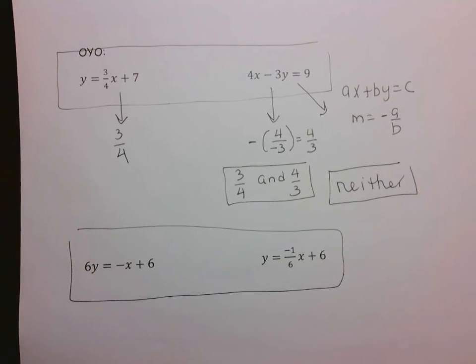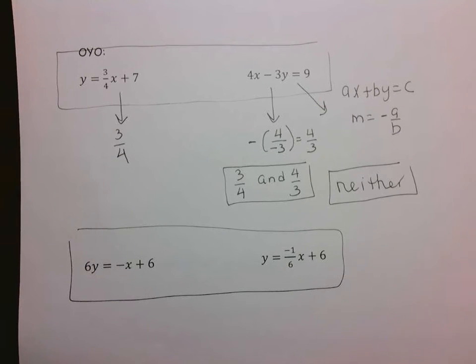They are neither parallel nor perpendicular. They're not the same line either, but they're not parallel and they're not perpendicular. They're just two lines that cross at one point, but they're not parallel and they're not perpendicular.